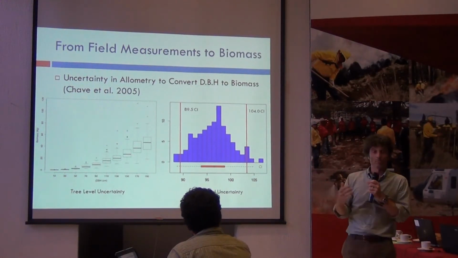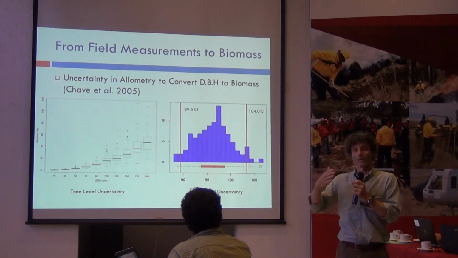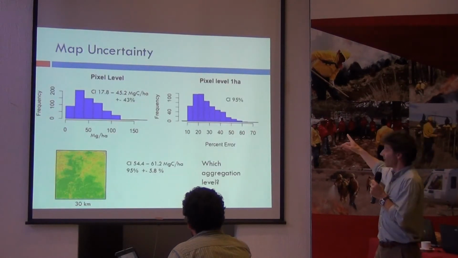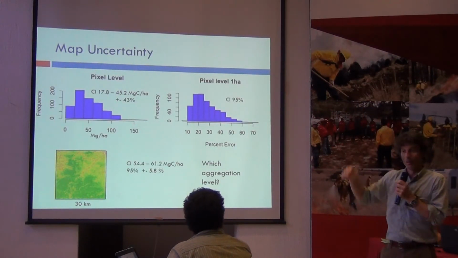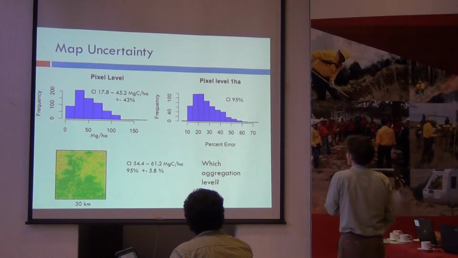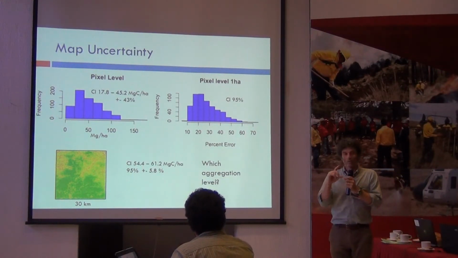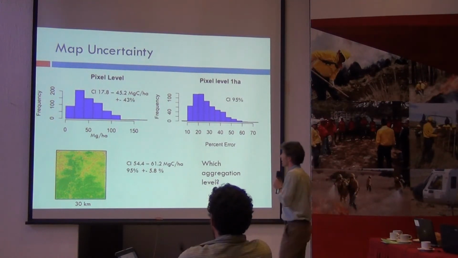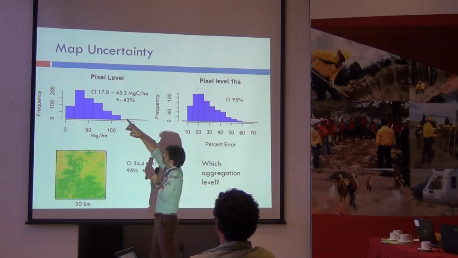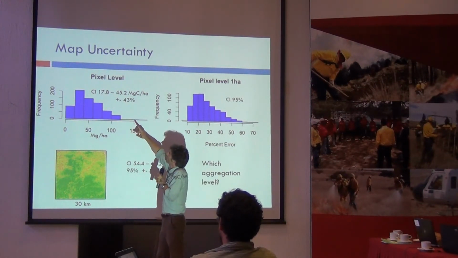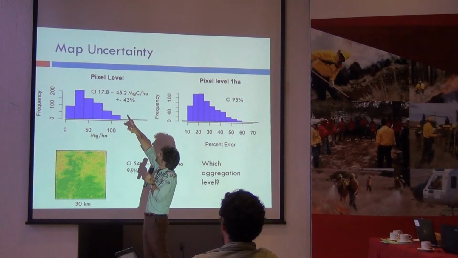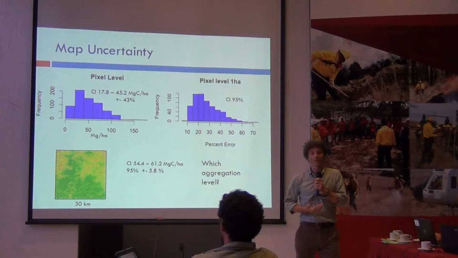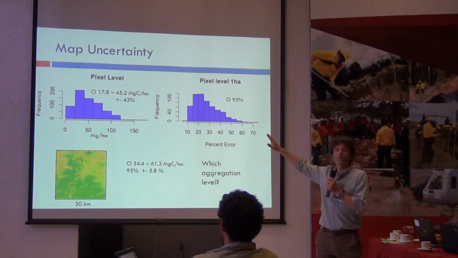So that's good, because that is what we use in the next step, the development of the model. We relate that value with the satellite data. But then what we find is that if we look at the error in the map at the 30 meter pixel, well, we are in trouble. The confidence interval at 95% is between 17.8 to 45. So that means plus or minus 45%.